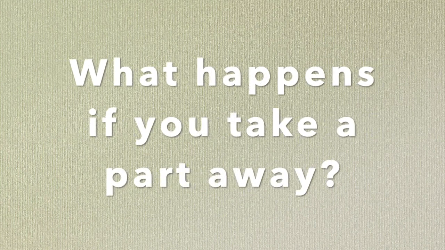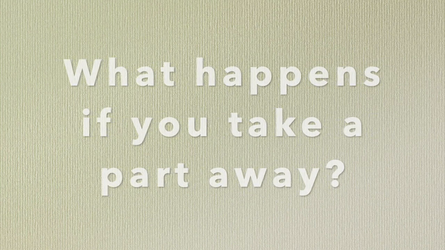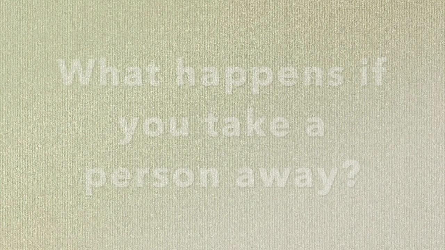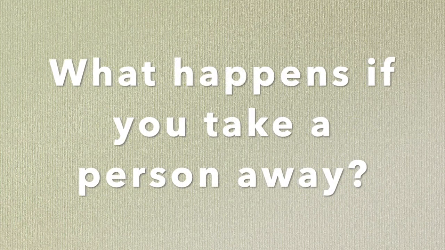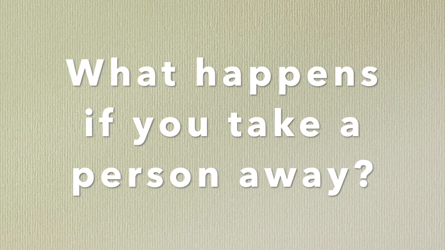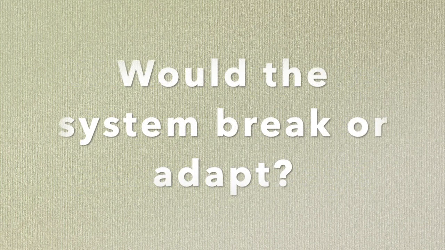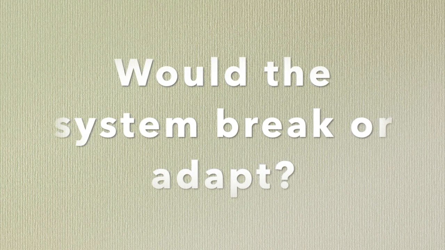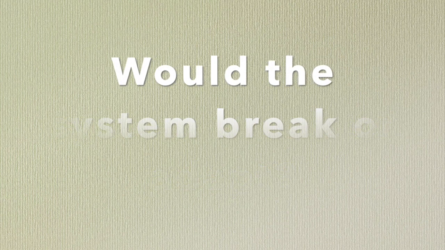Now that you've finished your parts, people and interactions, have a think. What happens if you take a part away? Would it change the system? Would it stay the same? And what happens if you take a person away? And what happens if you take a different person away? Does the same thing happen? So have a think. If you change things in your system, would they break or would they adapt?